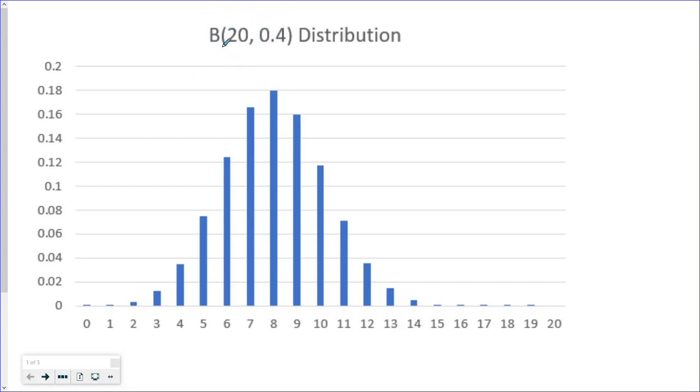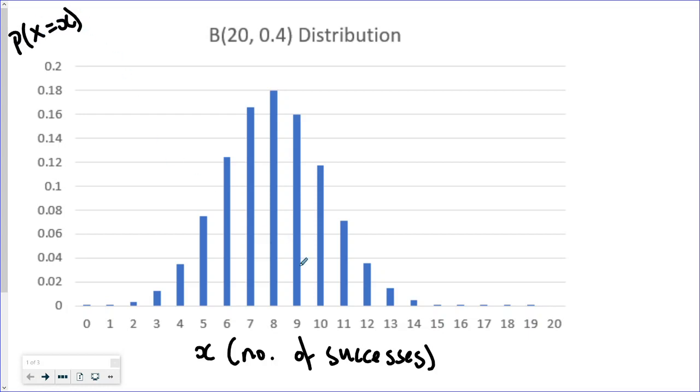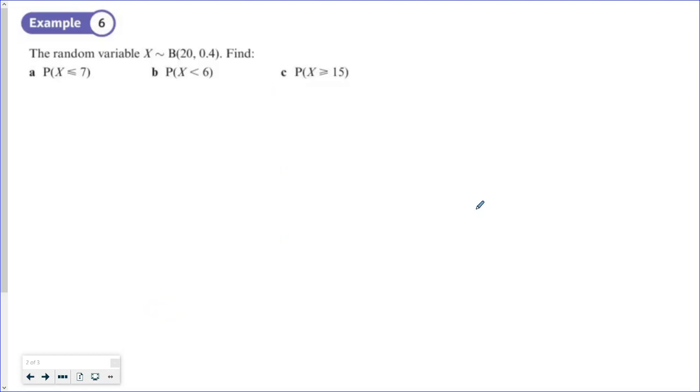Remember, this means we've got 20 trials and the probability of success on each trial is 0.4. Before we have a look at the example, I've drawn out what this distribution looks like. Along the horizontal axis, we've got the x values, so this is the number of successes. And on the vertical axis, we've got the probability of each of those x values. For example, I can see the probability of having 6 successes is just a bit more than 0.12. So we're going to come back to this diagram when we answer this question here.